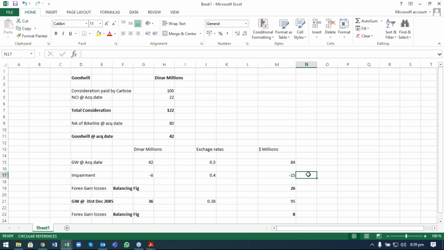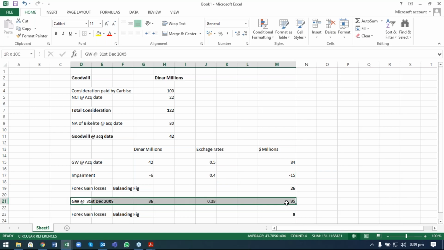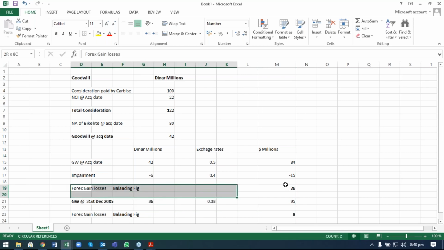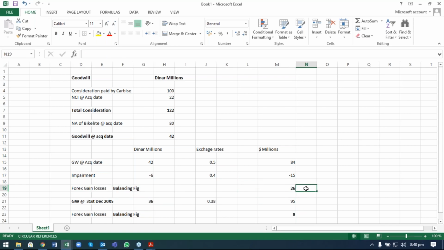While translating the foreign subsidiary from dinars into dollars, the goodwill at 31st December 2005 for this subsidiary was 95 million, which gives a foreign exchange gain of 26 million, which is a balancing figure, and this gain should be reported in other comprehensive income.